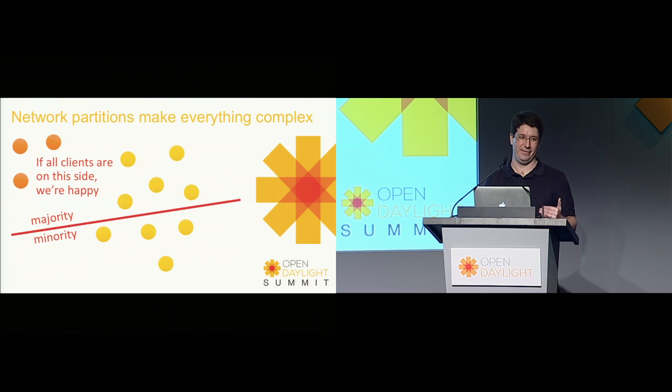So the partition which doesn't have the internet on it is dead, and just kill it all. And if both sides are attached to the internet, then why is there a partition? Just go through the internet. Something has gone very wrong.